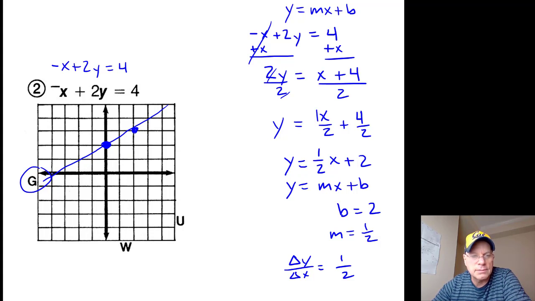Let's just see when y is 0. And that looks right. Yeah, it would go through G. It's hard for me to draw perfectly straight lines on this, as I've said probably a million times by now. This one is G.